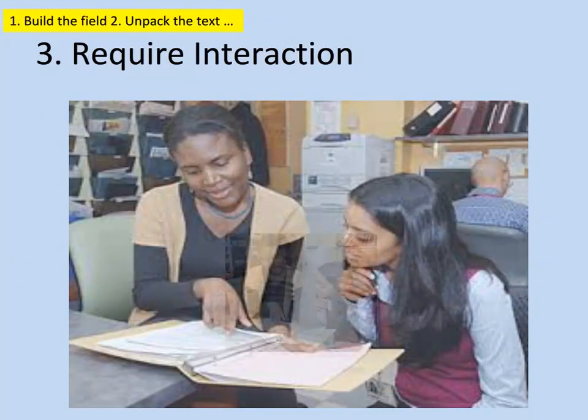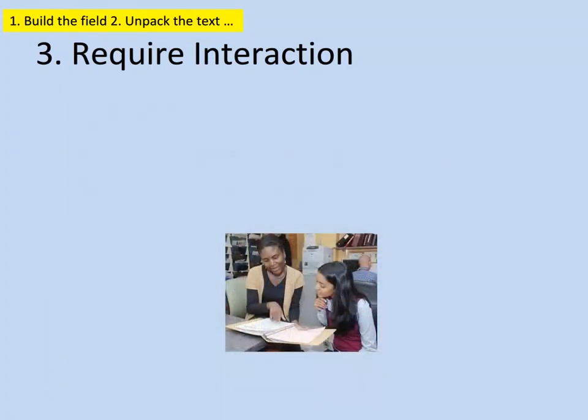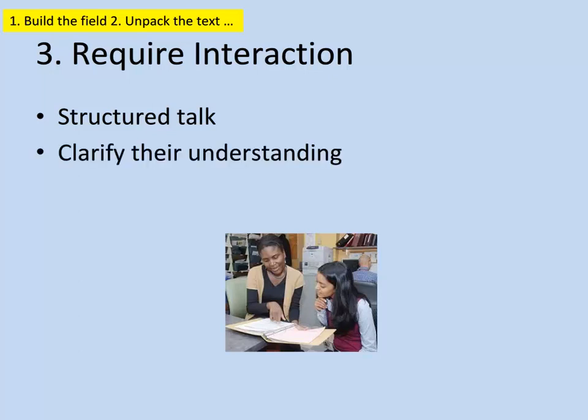The last step is number 3, require interaction. By interaction, we mean talking about the text in a structured way. Dialogue is a way for students to clarify their understanding. Students also practice using the vocabulary and sentence structures of science language. Science talk about science texts.